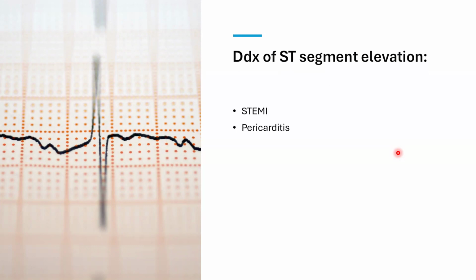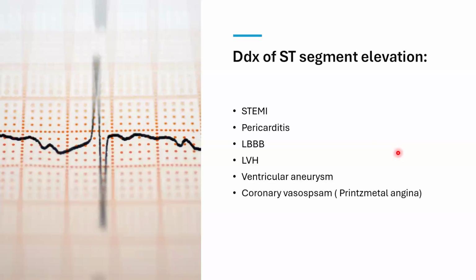So of course, in the STEMI, pericarditis, which we see a lot in our ICU, left bundle branch block, LVH, ventricular aneurysm, coronary vasospasm, which is pain mediated. You can find an ST elevation during the pain episode of people with Prinzmetal angina, and hyperkalemia.